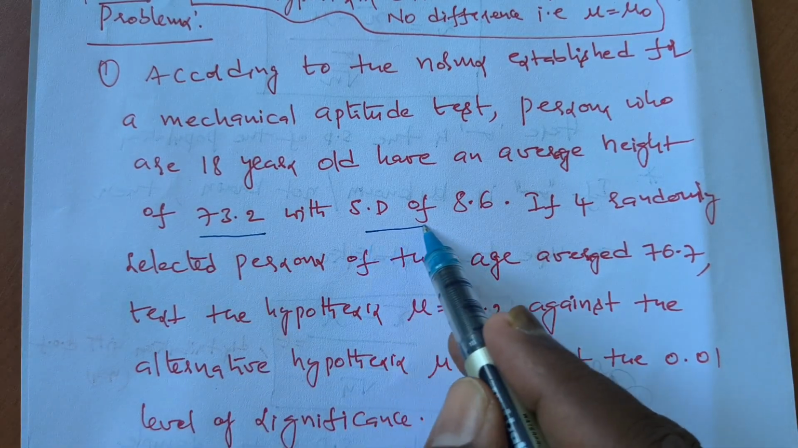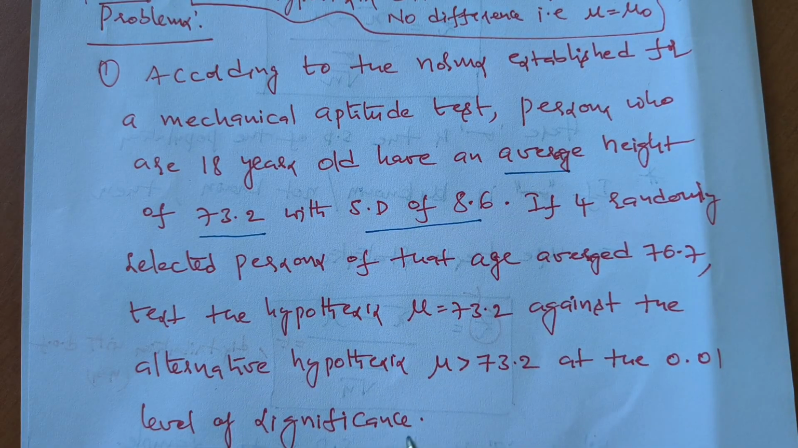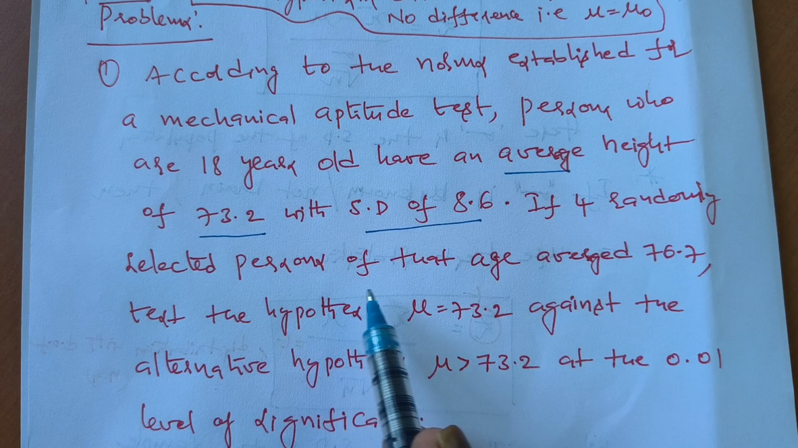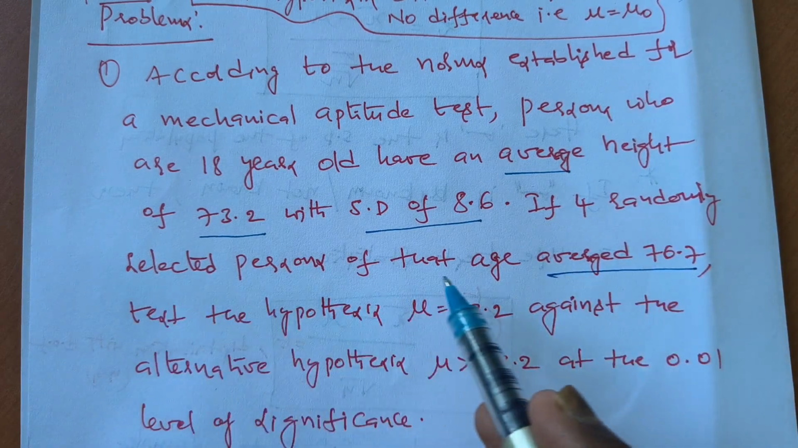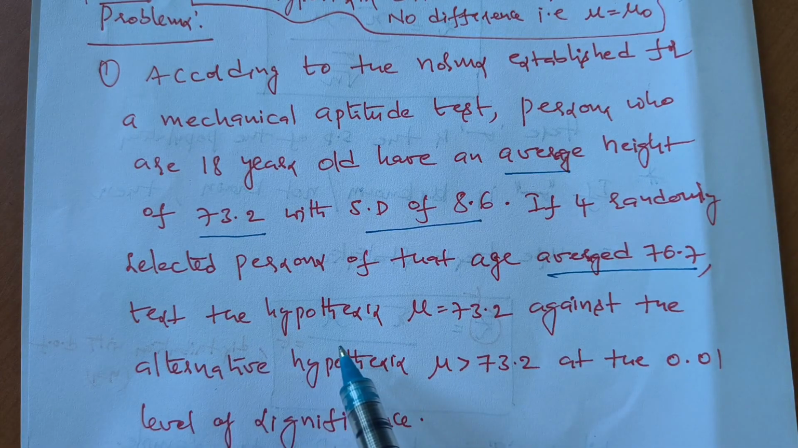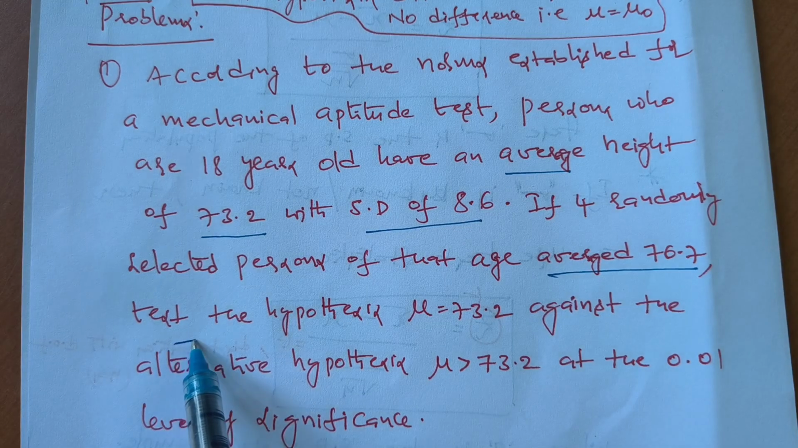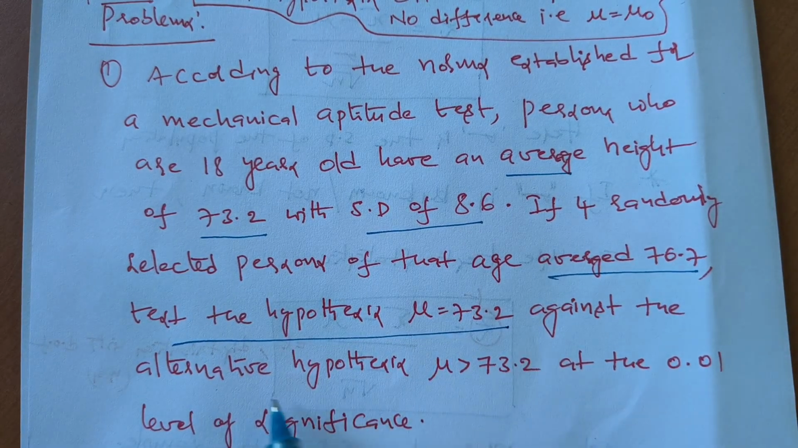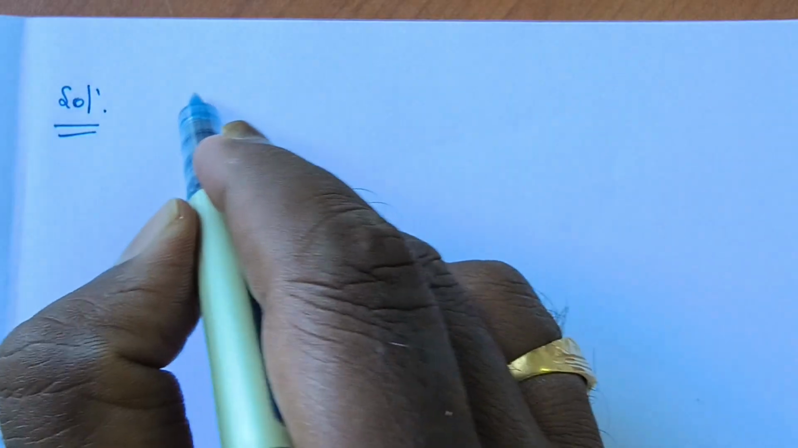Observe the given problem. Here 73.2 and 8.6 are the mean and standard deviation of the population. Here, the average 76.7 is given for the sample, that is the sample mean. Now we are going to test the hypothesis mu equals 73.2 against the alternative hypothesis mu greater than 73.2 at the given level of significance 0.01.